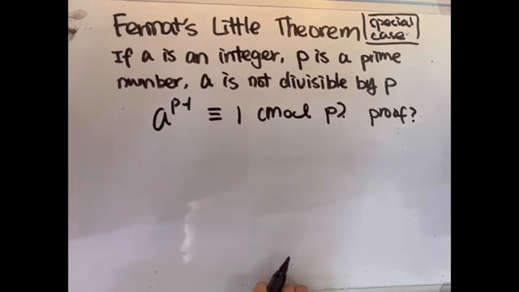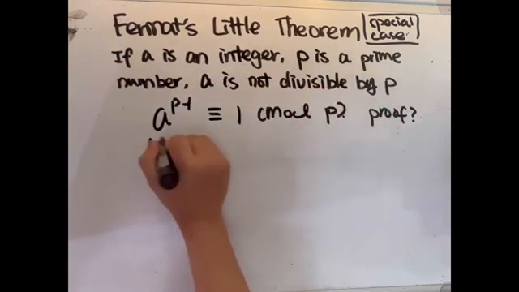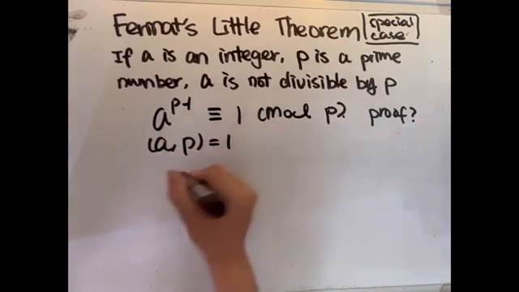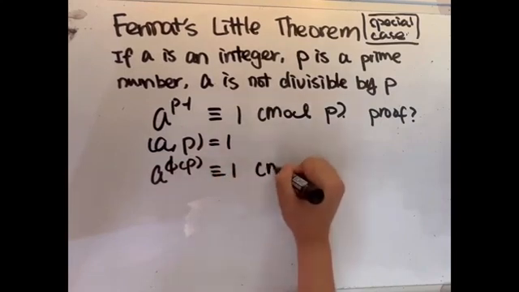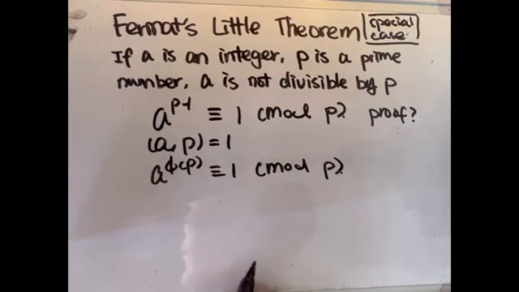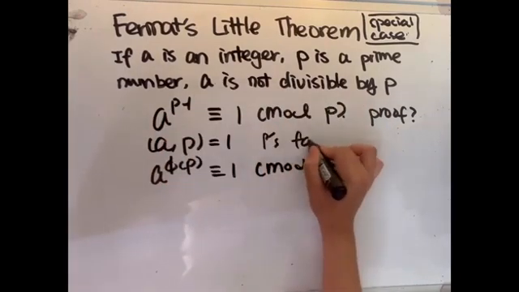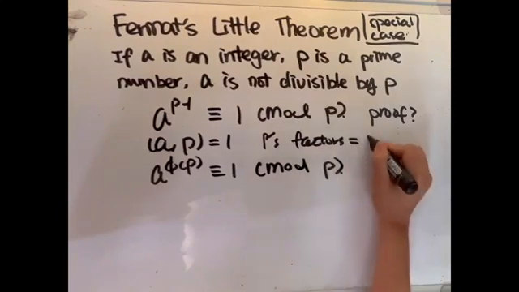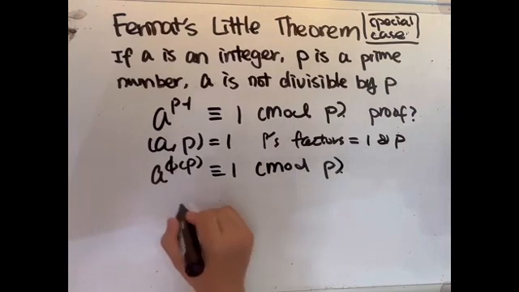Got it? So Euler's Totient theorem is applicable here because p is a prime number and a is not divisible by p, so it must be coprime to p. From Euler's Totient theorem, we know that a to the power of phi p is congruent to 1 mod p. What's phi p again? The number of integers that are relatively prime to p between 1 and p. As a prime number, the only two factors p has are 1 and itself, so any number between 1 and p will be relatively prime to p except for itself. So phi p when p is prime equals p minus 1.